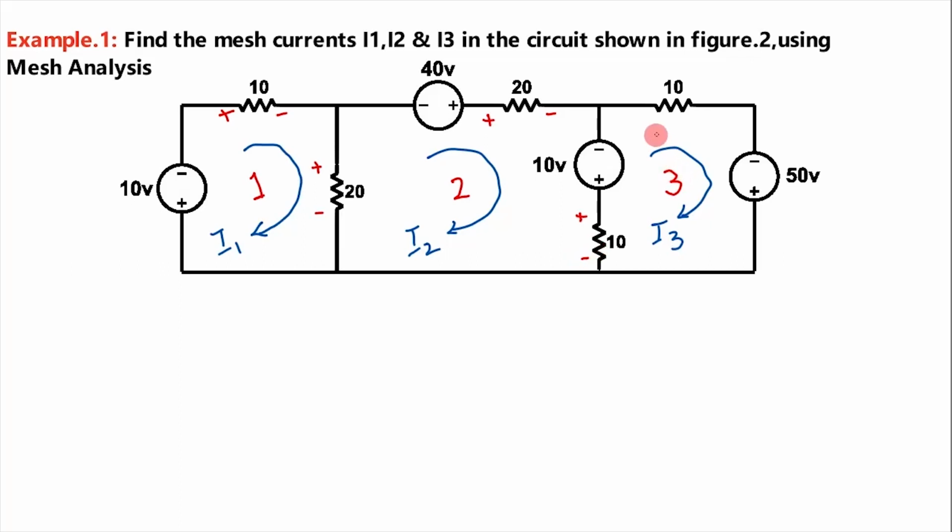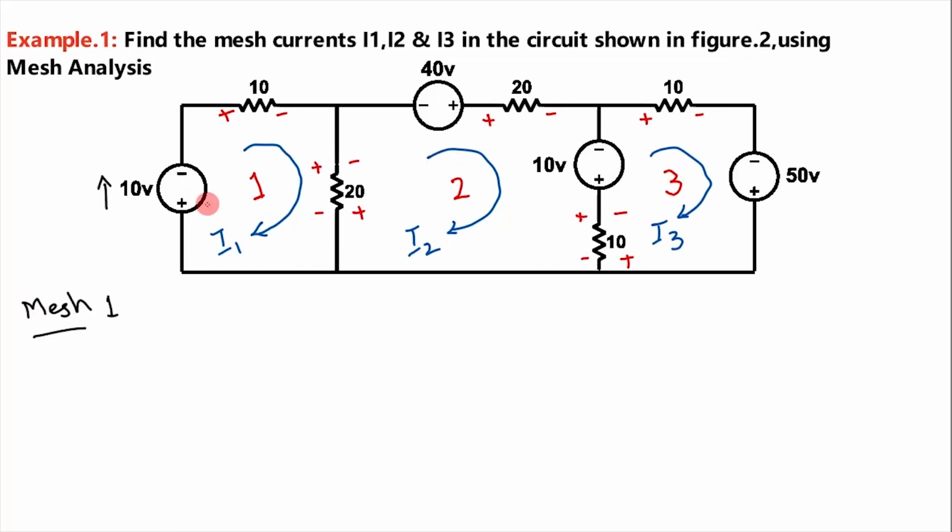As far as I3 is concerned, for the 10 ohm resistance, it is entering here, so it is plus, leaving from here, so it is minus. For this 10 ohm resistance, when I3 is concerned, here it is entering and leaving from here. For this 20 ohm resistance, I2 is entering here, plus, leaving from here, it is minus. Now we will write the mesh equations for the three meshes using Kirchhoff's voltage law.